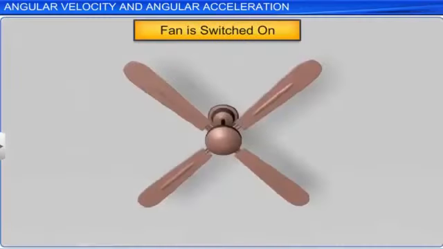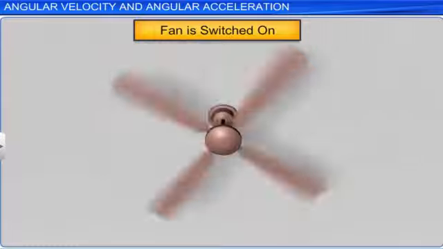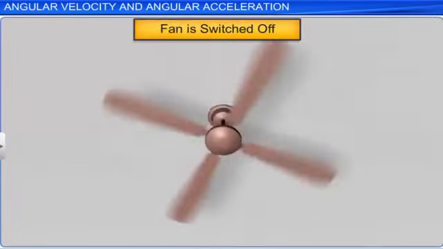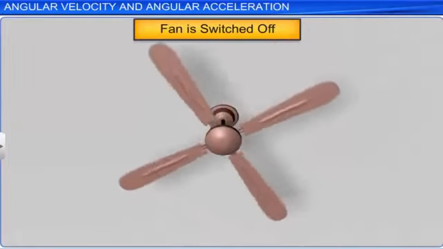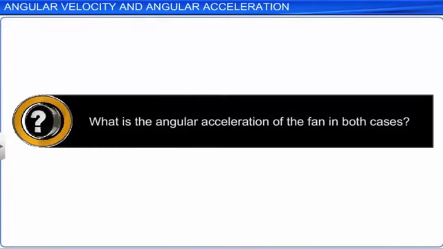Now, let us consider an example. When switched on, a fan attains its maximum angular speed of 30 radians per second in 12 seconds. When switched off, it takes 120 seconds to come to rest. What is the angular acceleration of the fan in both cases?